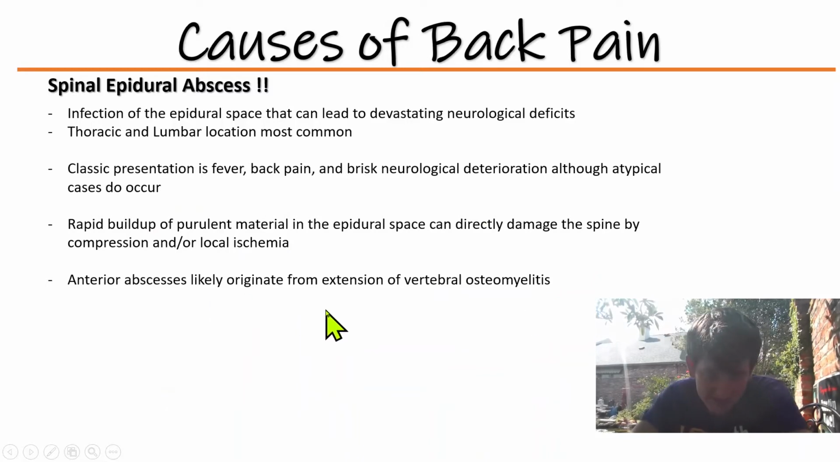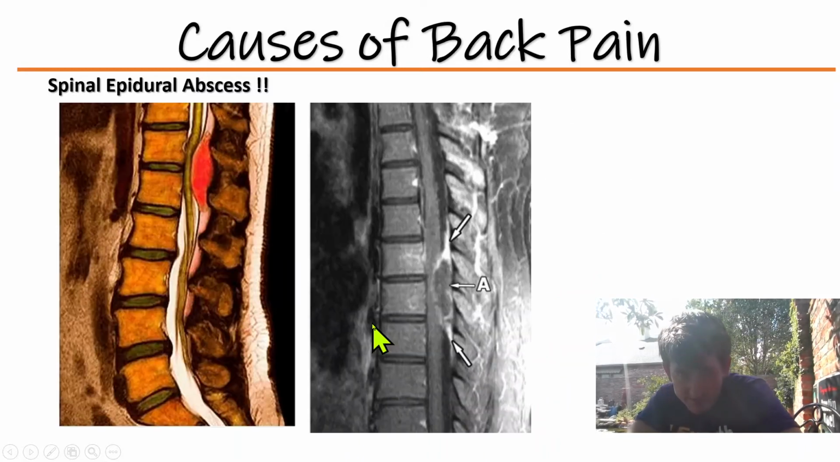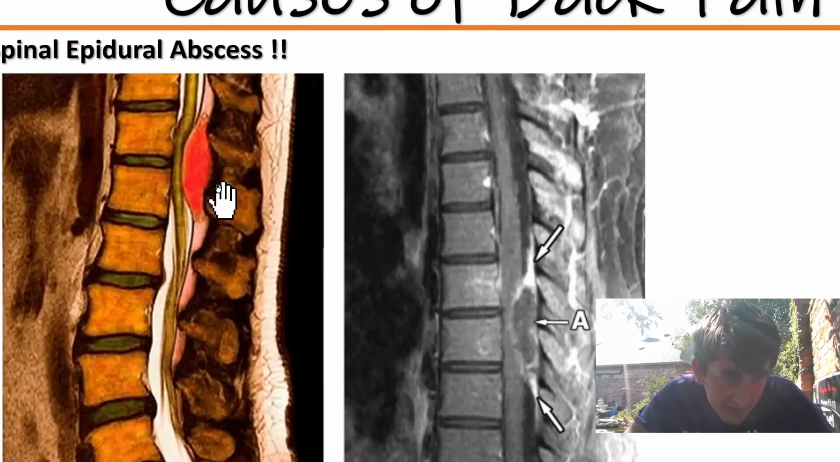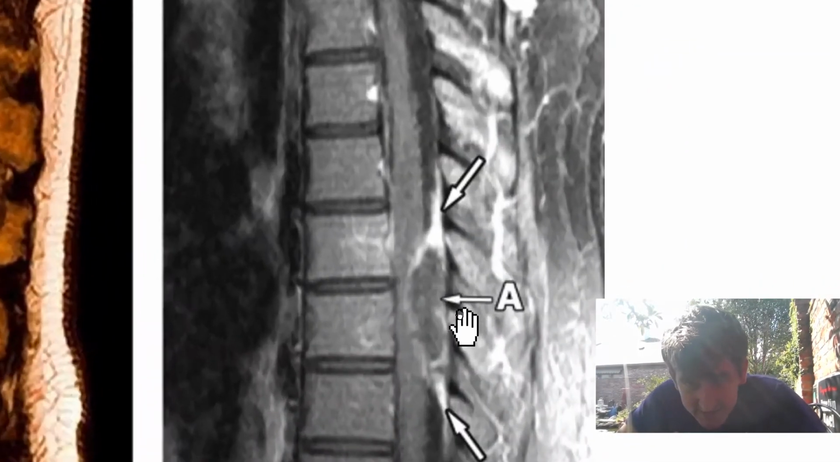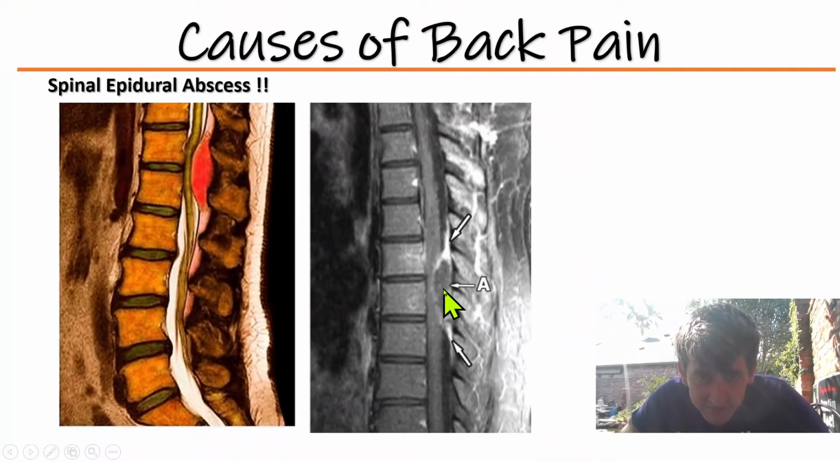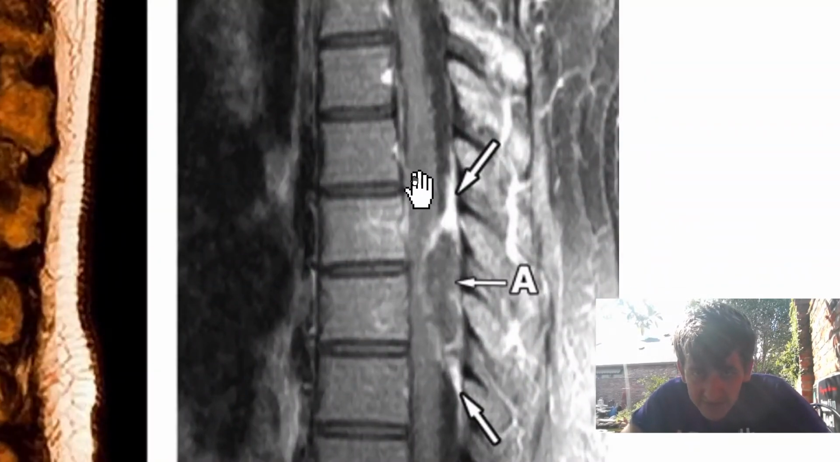Anterior abscesses likely came from extension of vertebral osteomyelitis. So this is a posterior abscess. If you have an anterior abscess, it's probably spread from osteomyelitis back. These might be from some other cause. But here is a posterior spinal epidural abscess, and you can see the MRI, this is a T1 plus contrast. Spinal fluid is darker.